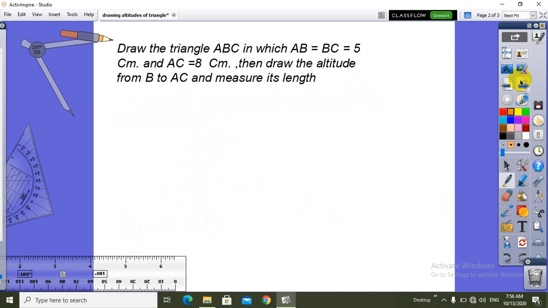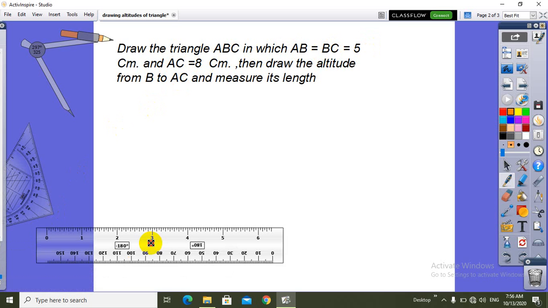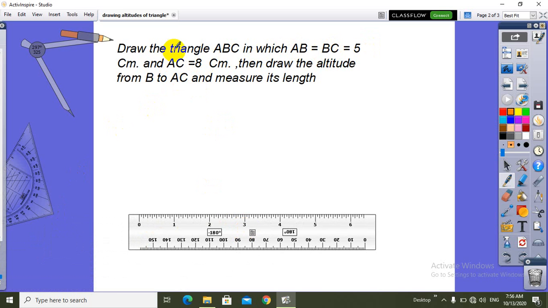Okay, the second example: how to draw triangle ABC in which AB equal BC equal 5. You know the two sides are equal, so this triangle is an isosceles triangle, and AC equal 8 cm. By using the ruler, I will draw the different side and make the other two sides by using the compass up. If you want to draw it that way, never mind, that's true. But I prefer to draw the different side down.